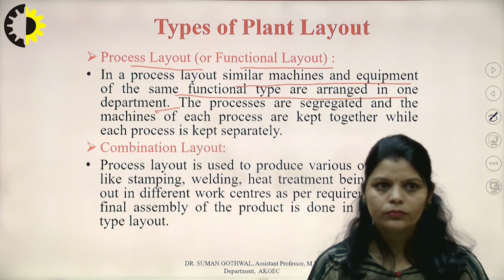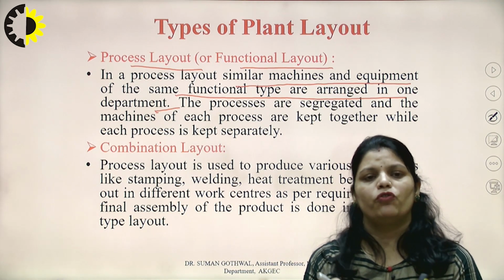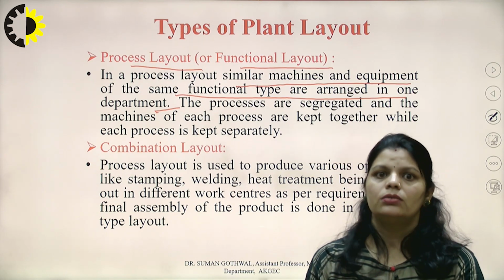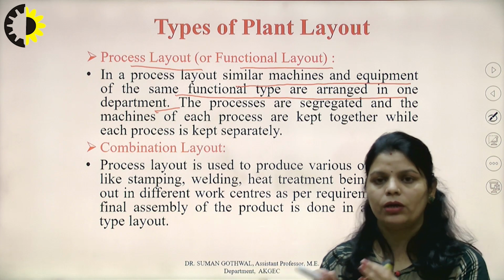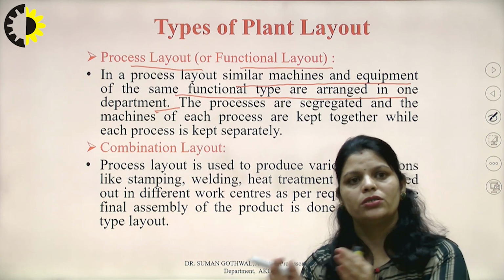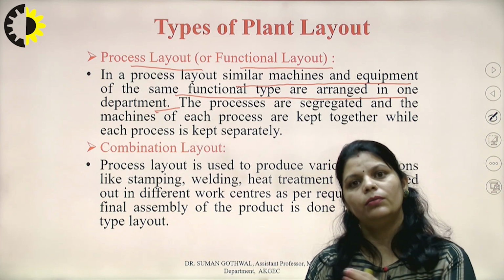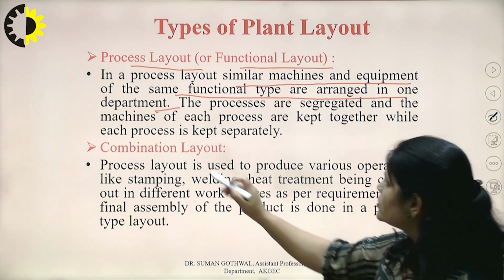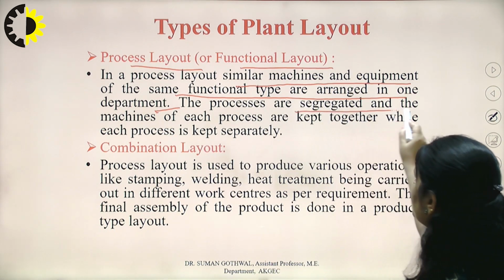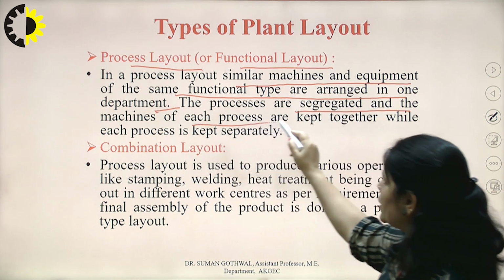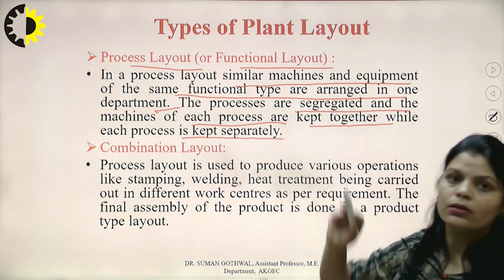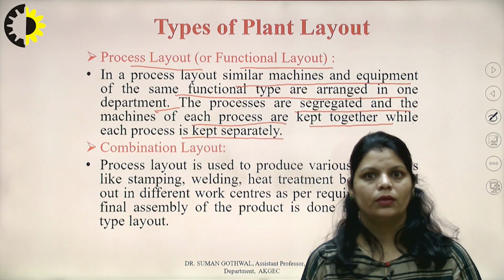Clear? It means the same type of operation facilities are grouped together, such as lathes placed at one place, all the drilling machines placed at another place, and so on. Here the processes are segregated and the machines of each process are kept together, while each process is kept separately. Clear?